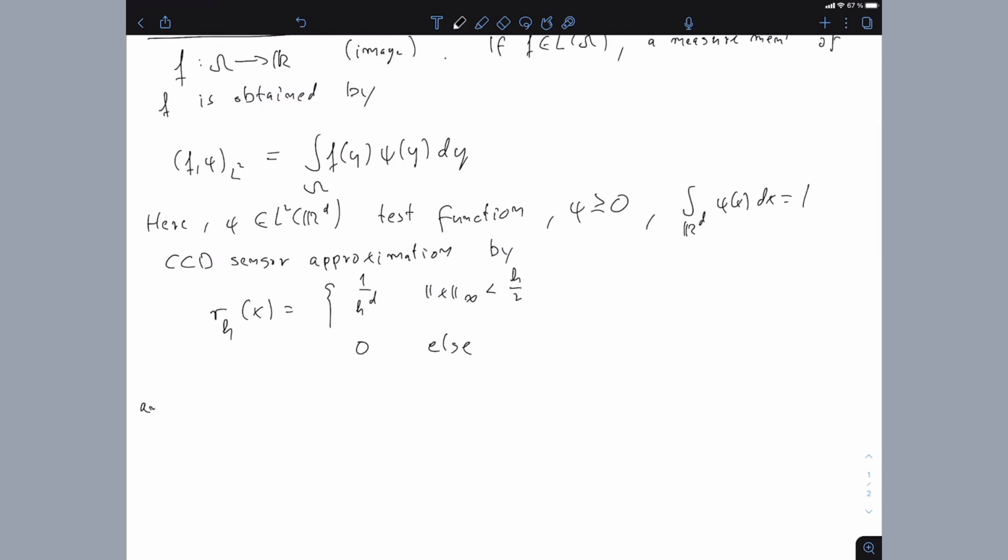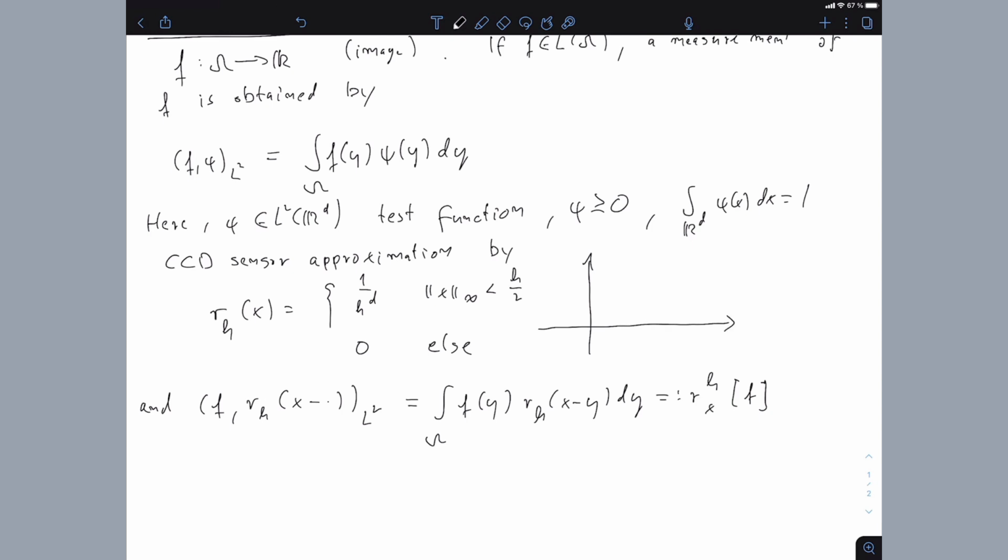And then we can look at what is f with this test function. So we are moving this to a position x. And if we now insert all the definitions, we get this product and call this RH F. And let me make a picture so that's easier to understand what's happening.